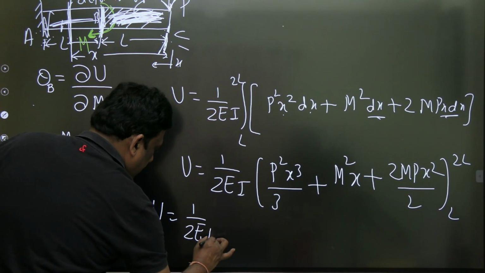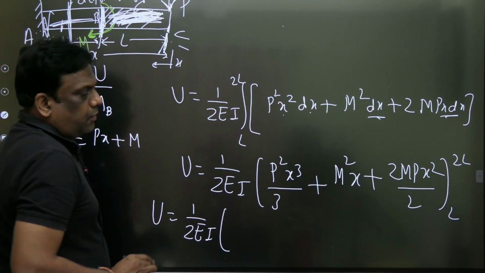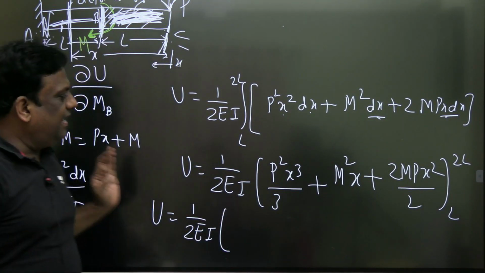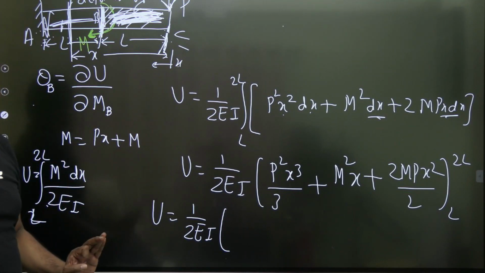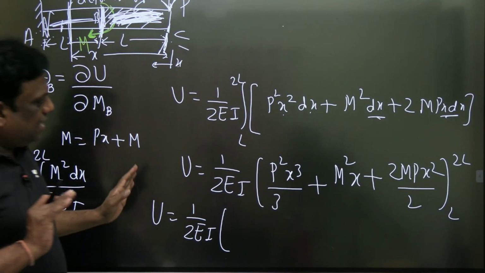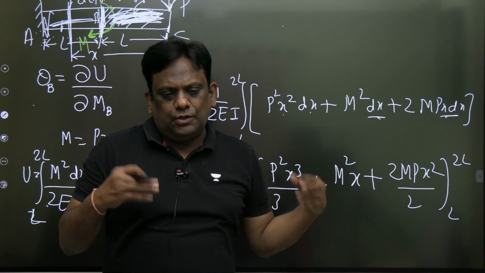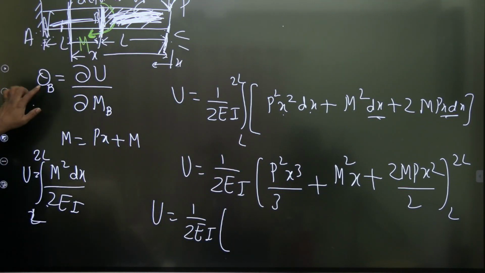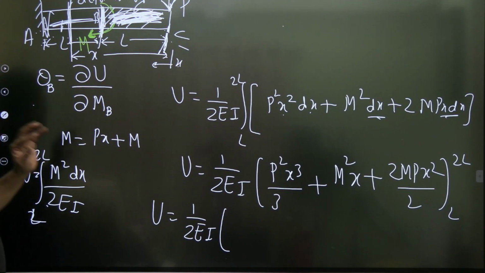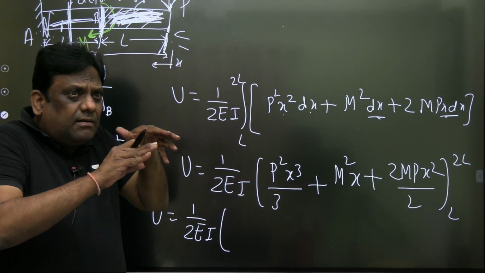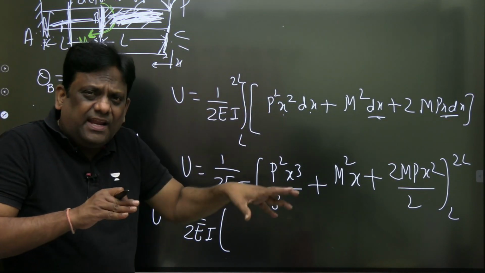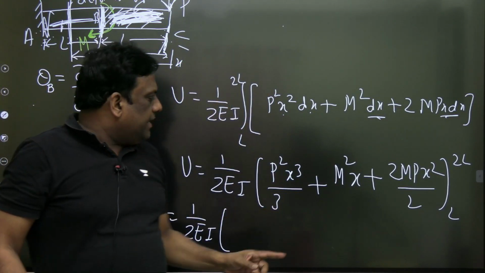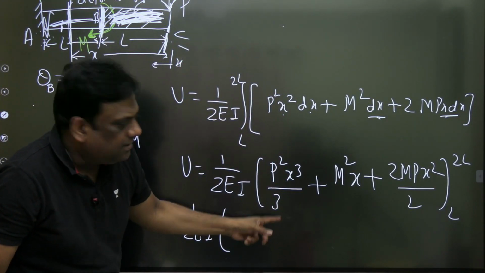1 by 2EI. And finally we are differentiating partially, so use common sense. Substituting all of this, I think, is a waste of time, because finally, if you want the slope, you are differentiating with M, and if M is left in the final equation, we'll put it as 0. So there is no M here.